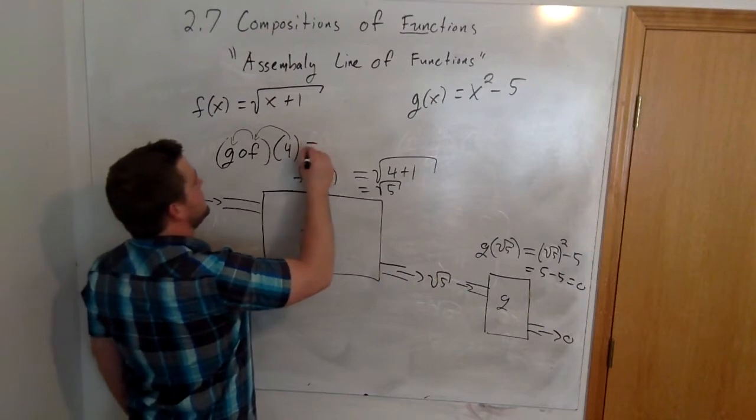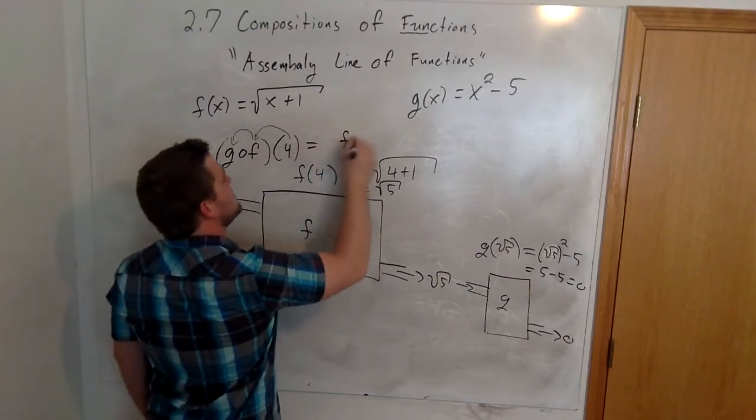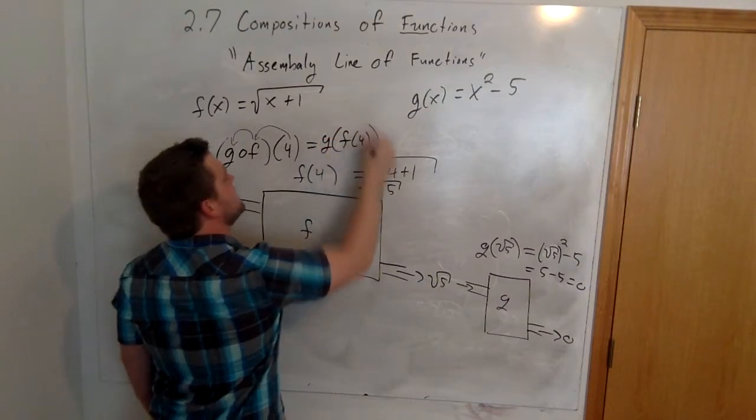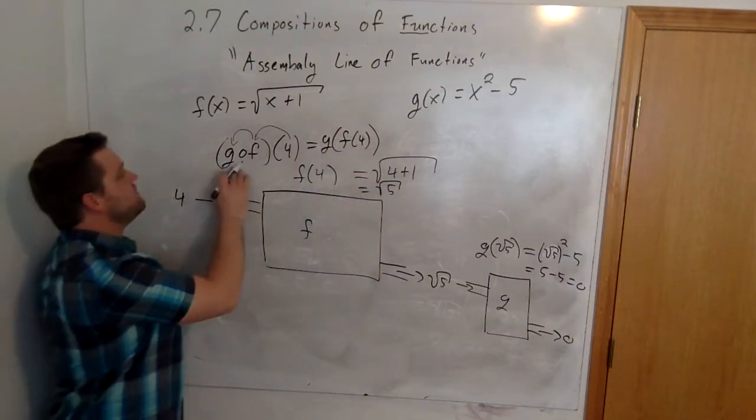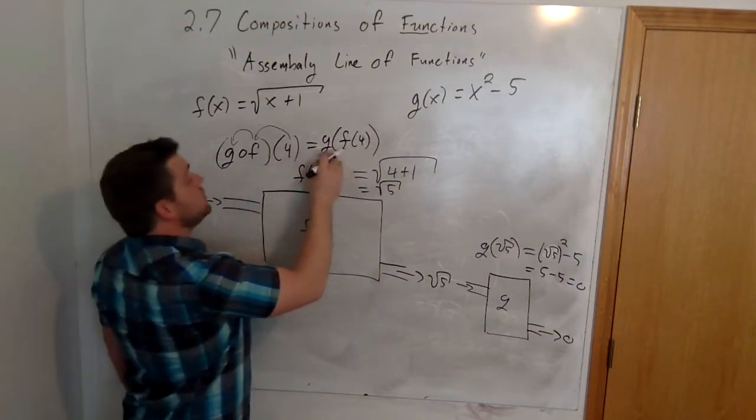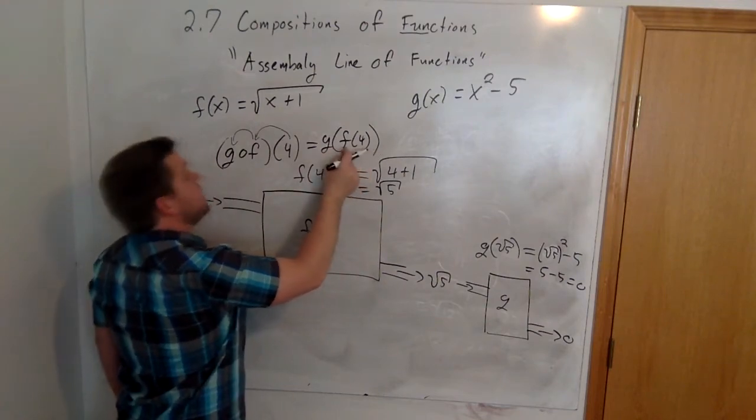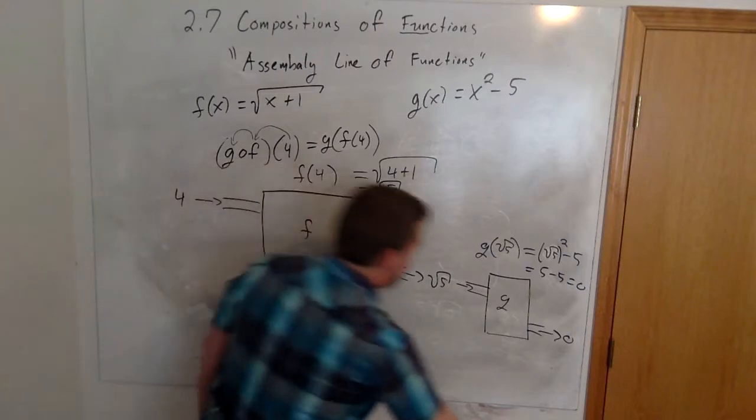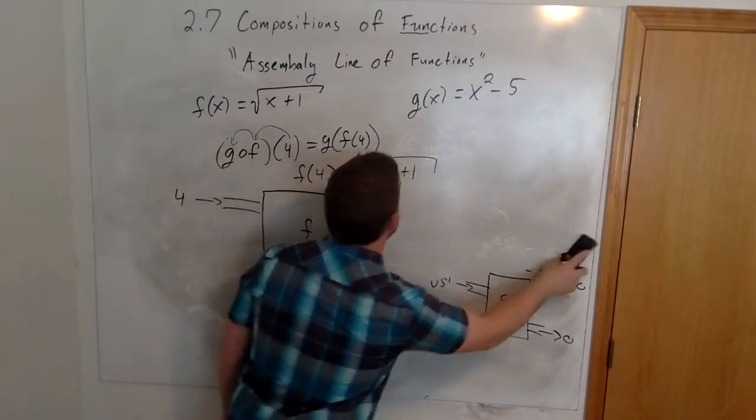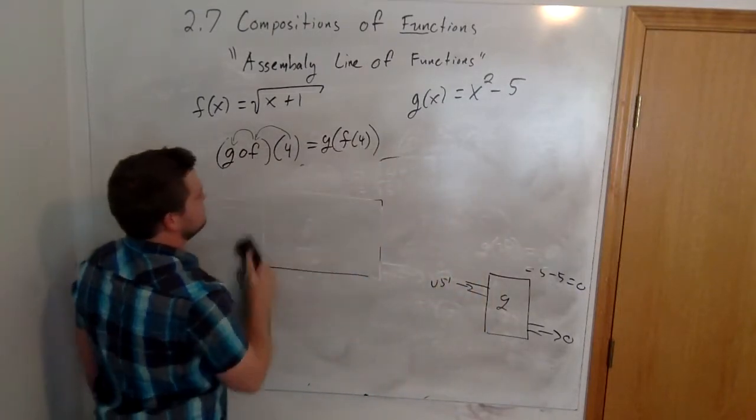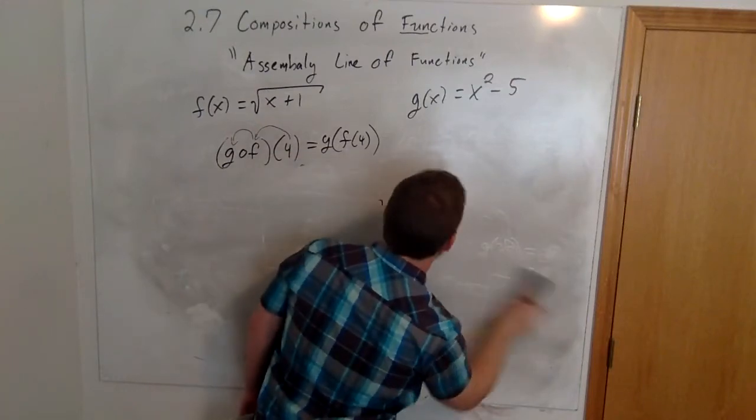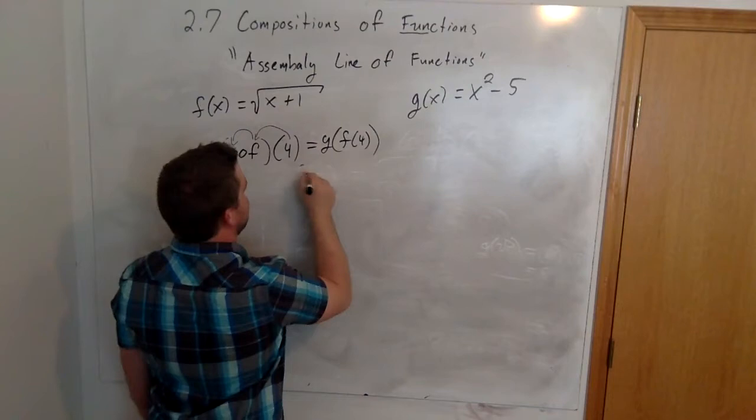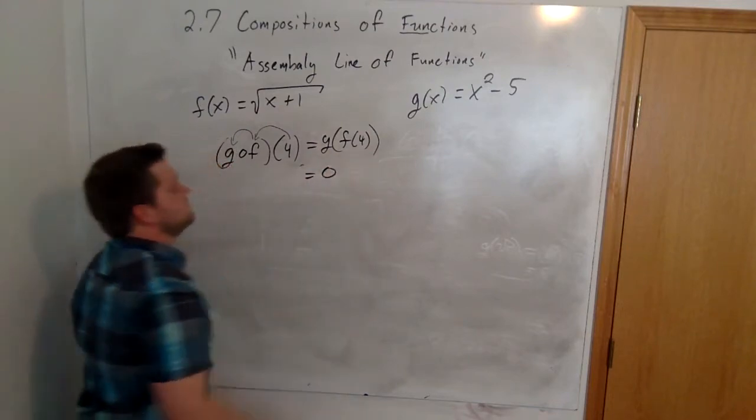So what we've done here is I've taken 4, plugged it into f, and taken that output and plugged it into g. So g of f of 4 means I'm taking 4, plugging it into f, taking the output, and plugging it into g. So what we've just done here is g of f of 4 we got as 0.